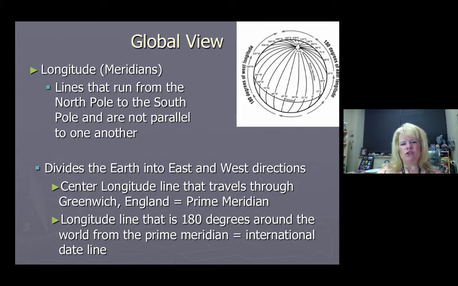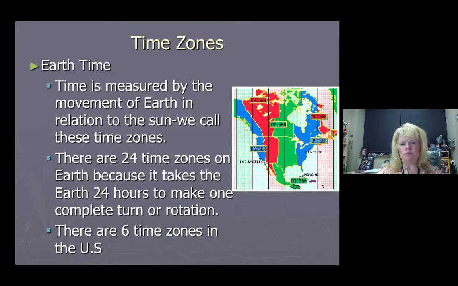So when you cross that international date line, that's in a significant location for travel purposes around the globe. Time zones are measured by the Earth's movement in relationship to the sun. And for a test-related question, there are actually 24 time zones on Earth because it takes the Earth 24 hours to make one full rotation. And so we have 6 of those 24 right here in the United States.